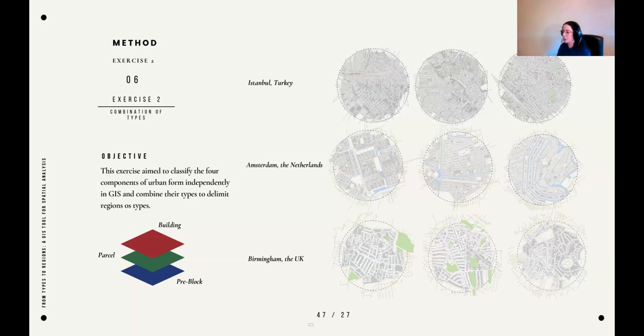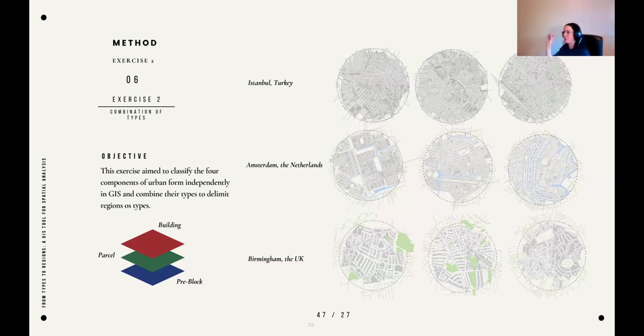We have the measures, but now we have to learn how to combine them, how to aggregate them into the block, and how to combine these different layers in order to derive our regions. So the second exercise aimed to classify the 4 components of the urban form independently in GIS and to combine their types to delimit the regions. Again, our case studies were Istanbul, Amsterdam, and Birmingham.